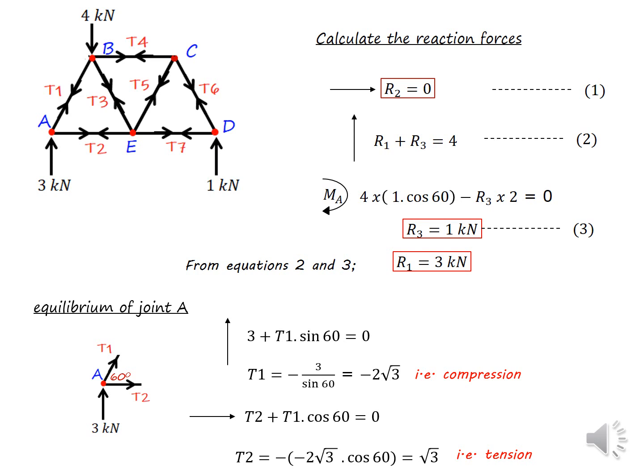Once we do that calculation, then we can move to the next joint. If I move to joint E, still there are more than two unknowns, because only T2 we know from the analysis of joint A. But for joint B, we know T2, T1, but T3 and T4 are unknowns. So we can move to joint B and calculate using the equations, and we can obtain T3 and T4.